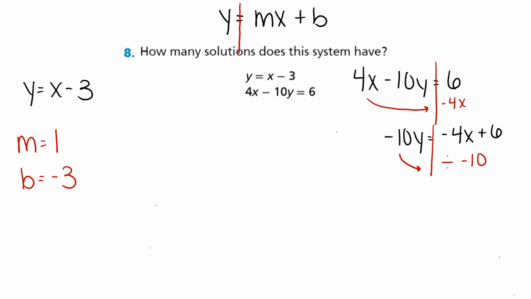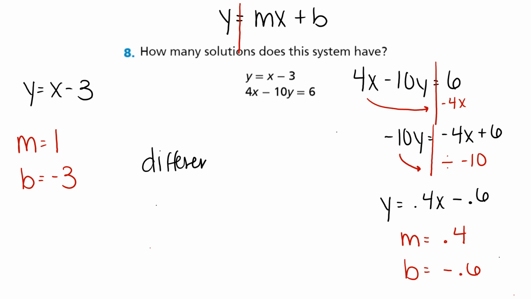Negative 4 divided by negative 10 gives us a value of 0.4x. And then 6 divided by the negative 10 gives us a value of negative 0.6. Once your equation is in slope-intercept form, then we can identify the slope, 0.4, and the y-intercept, negative 0.6. Because we have different slopes, we have a one solution problem.